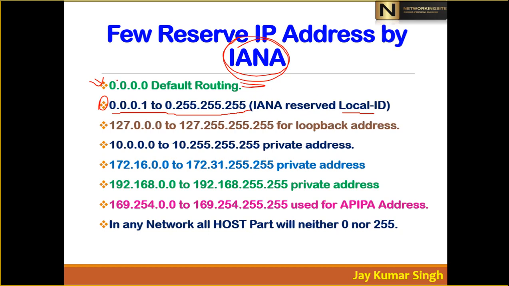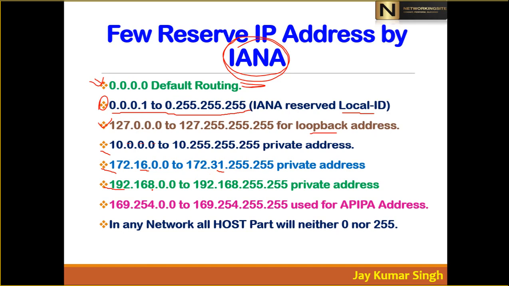Now 127, you already know this is reserved for loopback testing, right? Then 10, 172, 192. 10.0.0.0, and 172.16.0.0 to 172.31.255.255 is a private IP address.